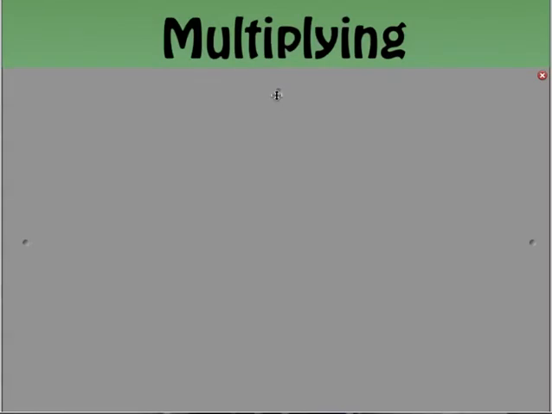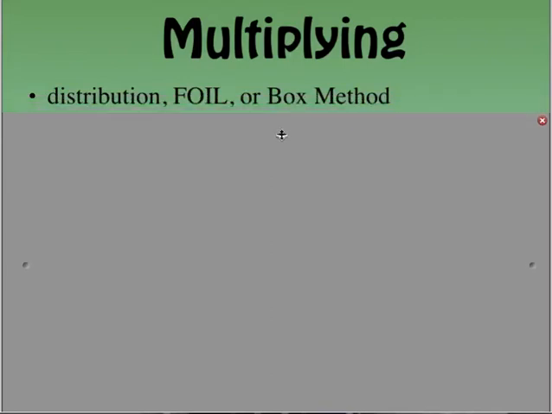In multiplying complex numbers, you do the same thing that you do as if it were an x. You can distribute, you can FOIL, or use the box method, whichever you prefer. And then when you're all done, just don't forget to simplify your final result, simplify the product.